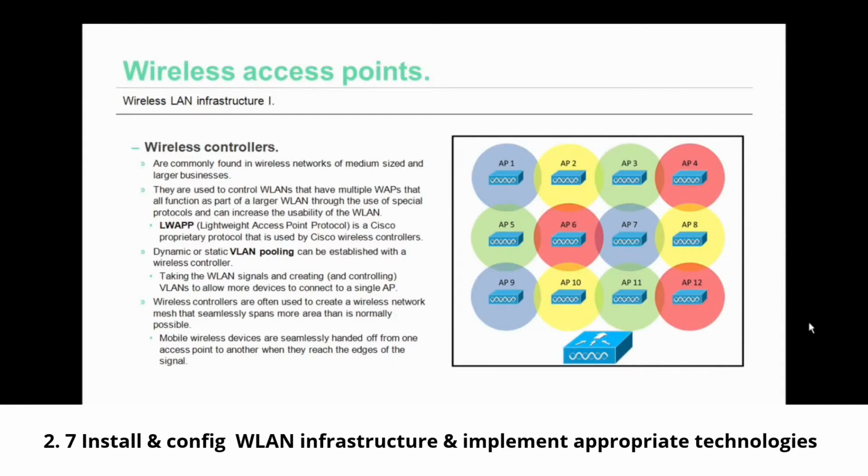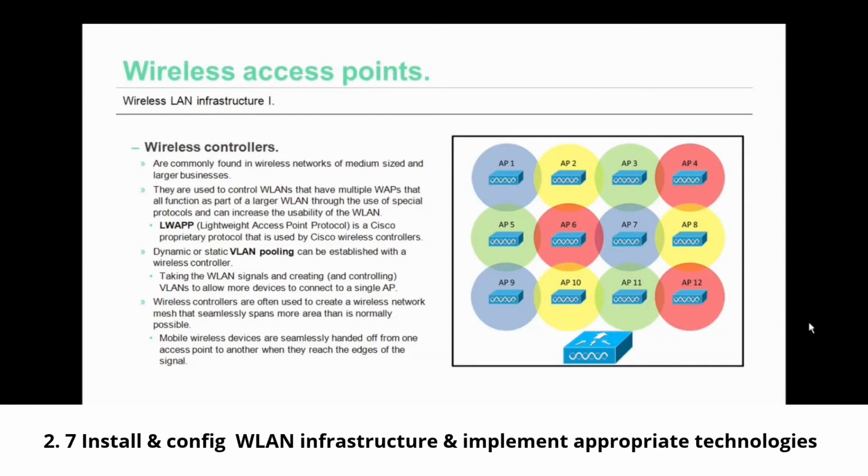When implementing multiple access points, you might find that you also need to implement wireless controllers. They're commonly found in wireless networks of medium-sized and larger businesses. They're used to control wireless local area networks that have multiple access points that all function as part of a larger wireless network through the use of special protocols that can increase the usability of the wireless local area network. One of those special protocols is Lightweight Access Point Protocol, or LWAPP, which is a Cisco proprietary protocol that is used by Cisco wireless controllers.